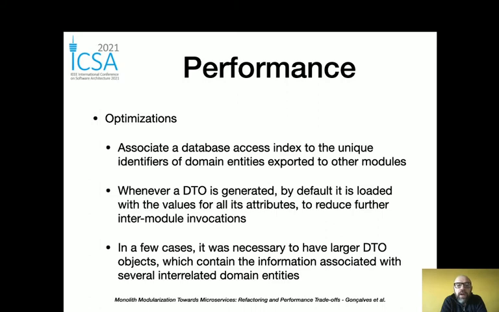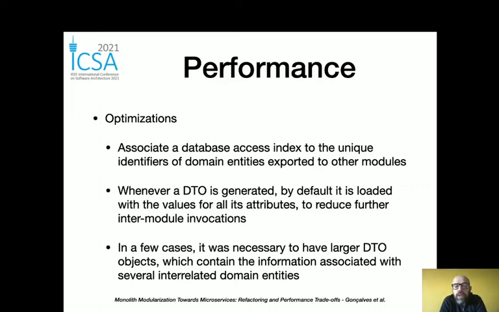Another one is that whenever a data transfer object is generated, by default we load all the values of all its attributes. So firstly, we define some type of lazy objects: when you get a DTO, you just load the attributes you need, and when you need more, you keep loading the values of the attributes that were missing. But this results in a lot of intermodule invocations. So by default, and this really improves performance when you apply this.